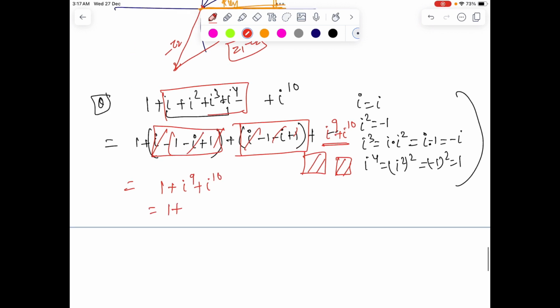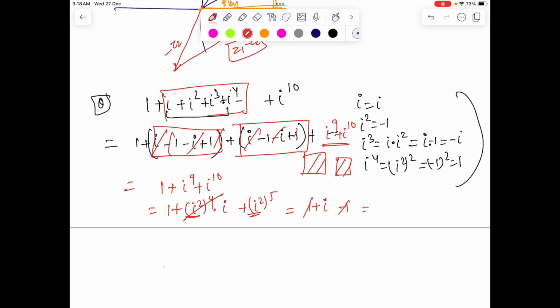Now i^9 is the same as, okay, you can think of (i squared) to the power 4 into i. This is (i squared) to the power 5, right? i squared is minus 1, to the power 4 is 1. So it becomes 1 plus i, and that is minus 1. So finally we are getting the answer.